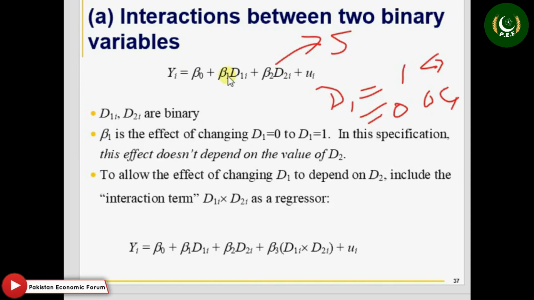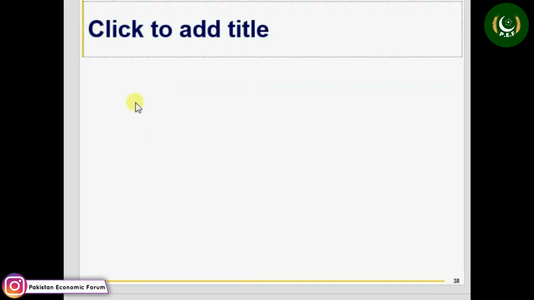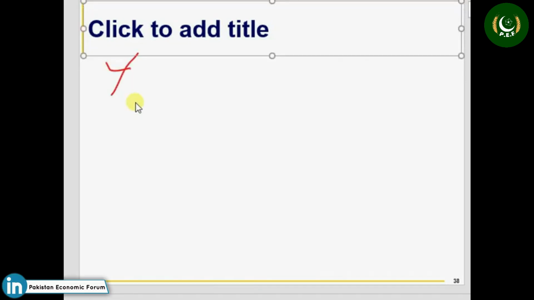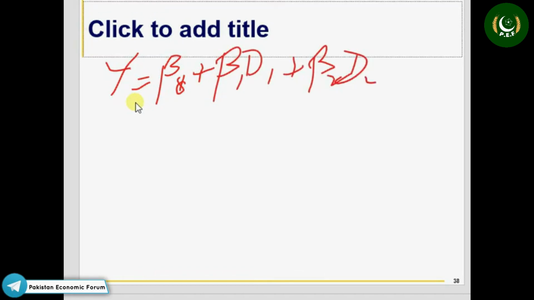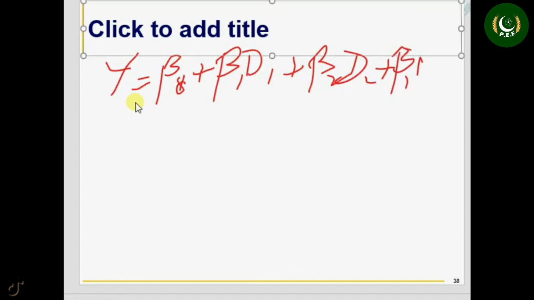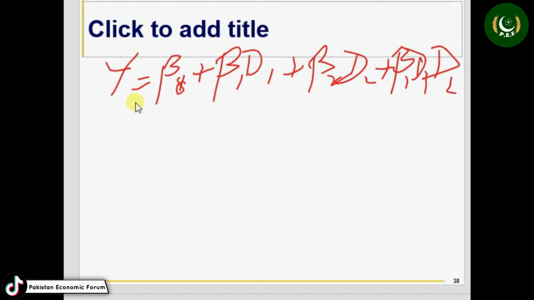So for that, what do we have to do? D1, D2, D1 into D2. We are introducing an interaction term here. Why do we do this? Let's see the next slide. Yi equals beta naught plus beta 1 D1 plus beta 2 D2 plus beta 3 D1 into D2 plus ui.